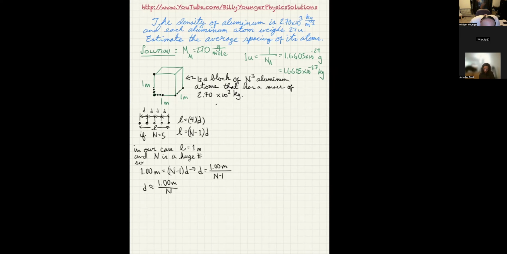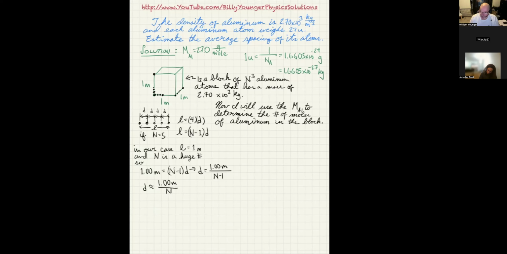So now, let's see. Now we'll use the atomic mass of aluminum to determine the number of moles of aluminum in the block.